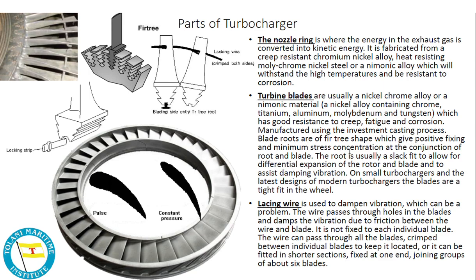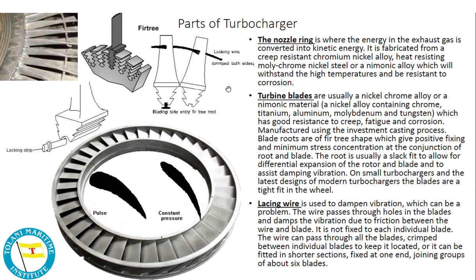Blade roots are of fir tree shape, which give positive fixing. It can be asked why it is fir tree shape and where you find this fir tree shape. So please do remember, blade roots are of fir tree shape which give positive fixing and minimum stress concentration at the junction of root and blade. The root is usually a slack fit to allow for differential expansion of the rotor and blade and to assist damping vibration. On small turbochargers and the latest design of modern turbochargers, the blades are a tight fit in the wheel. We have lacing wires.